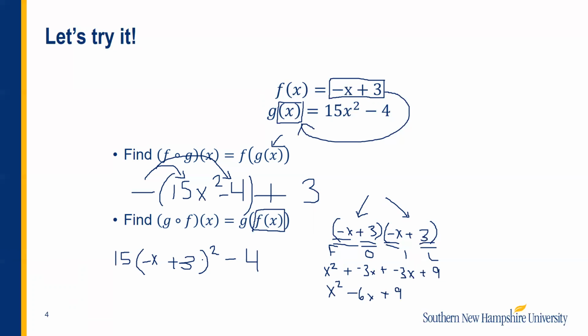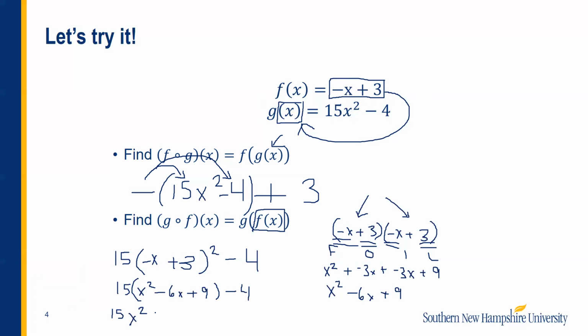So negative x plus 3 squared becomes x squared minus 6x plus 9. But we still have to apply the 15 multiplied to that, and we have to remember our minus 4 at the end. So our next step is going to be to multiply out that 15 and distribute it to every term within the polynomial. So that means that 15 gets multiplied by x squared, 15x squared. It means we take our negative 6x and we multiply it by 15 as well.